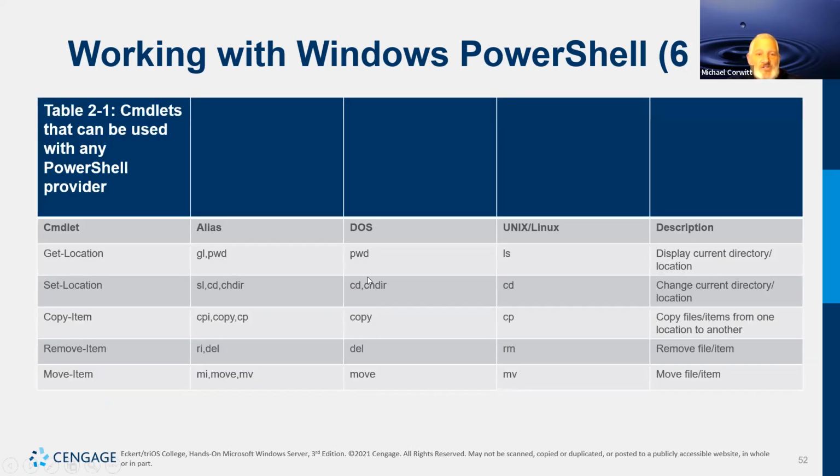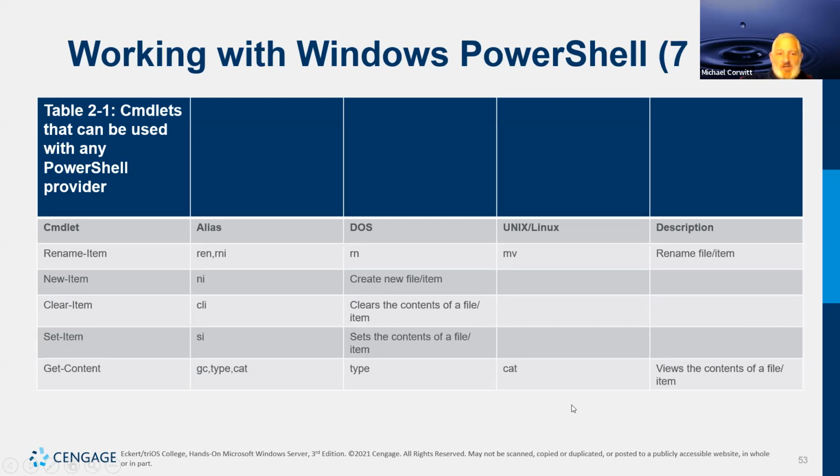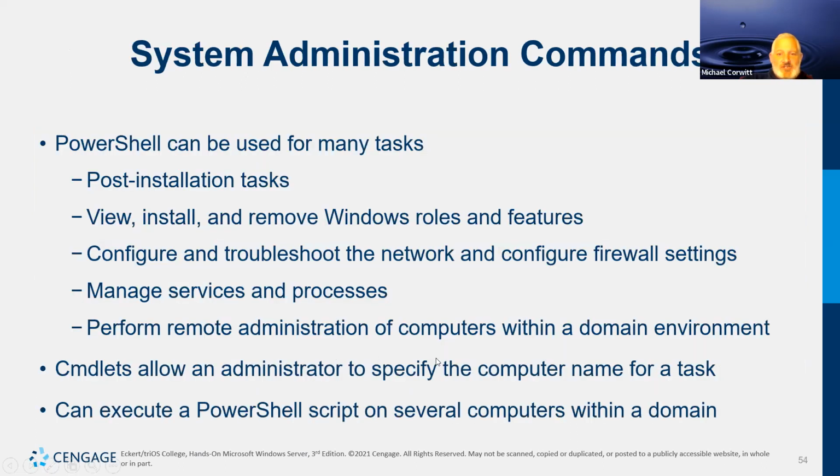Okay, then we have Working with PowerShell, 6 of 7. These are some of the cmdlets that can be used with any PowerShell provider. You can see it tells you what they are, what the alias is, what the actual DOS command is. If you're using Unix or Linux, that is the command in itself, and then this is what it actually is telling you. So that's a nice little chart there, and that's in your book as well, guys. And it continues on to the next table.